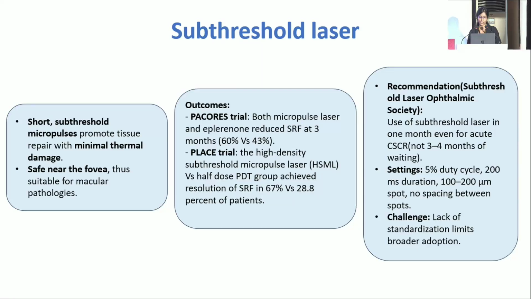And there have been trials like the PECORIS trial and PLACE trial. In the PECORIS trial, its efficacy was compared with spironolactone, and the resolution was found better with the subthreshold micropulse laser. In the PLACE trial, it was compared with half-dose PDT, and PDT was found superior to it.